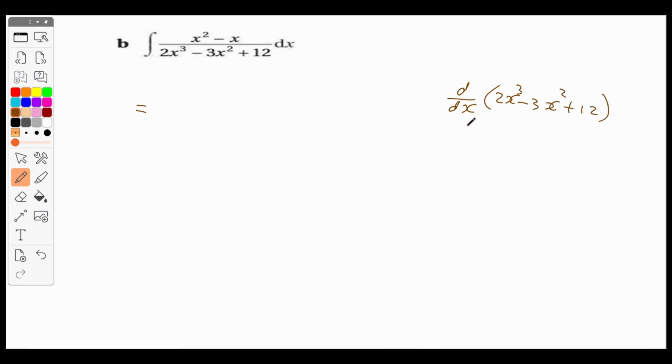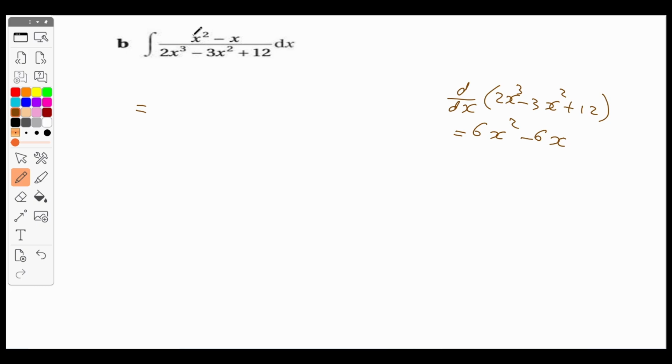If you differentiate this, the derivative of 2x cubed is what? 6x squared. Just multiply 3 by 2, which is 6. Decrease the index by 1. So 6x squared minus here 2 times 3 is again 6x. And 12 will be 0. So 6x squared minus 6x. But here in the top, we have just x squared minus x.